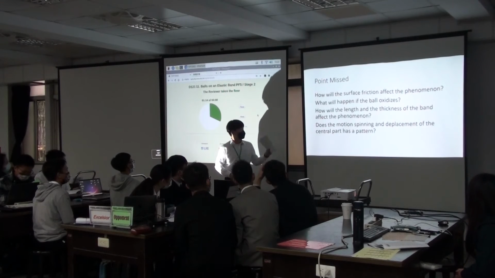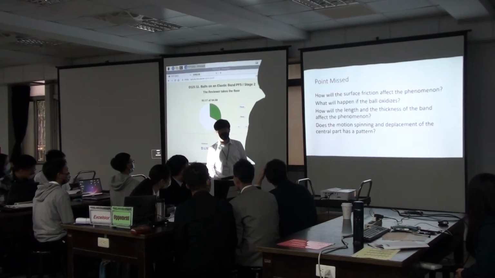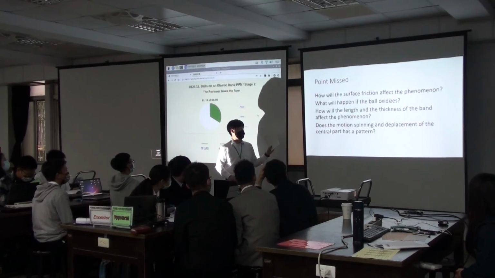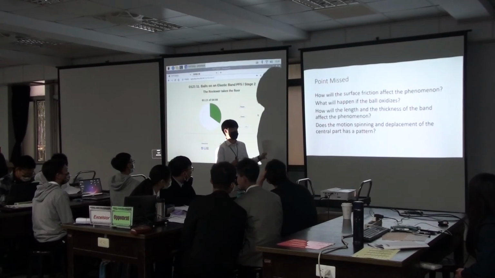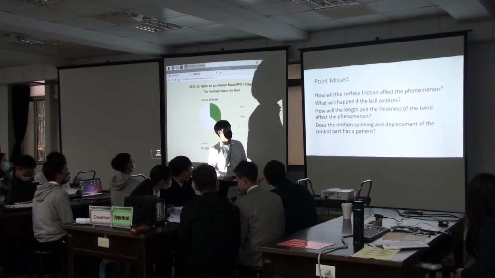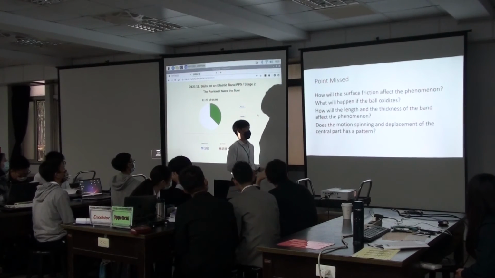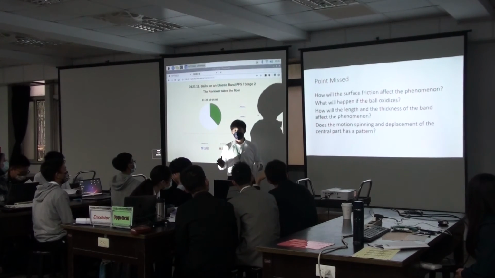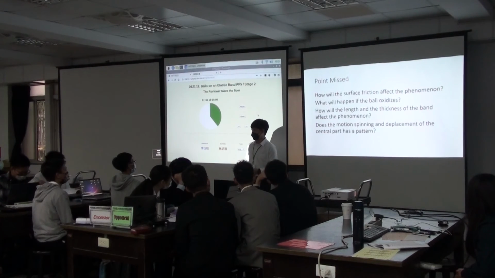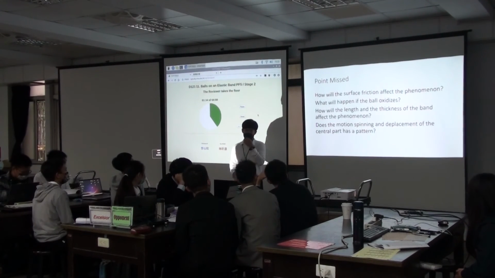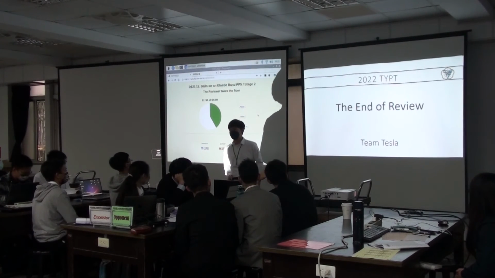Here are the points I believe were missed. How would surface friction affect the phenomenon? What will happen if the ball oxidizes? How will the length and thickness of the band affect the phenomenon? And does the spinning motion and the placement of the central part follow a pattern? I agree there was good discussion with both the reporter and the opponent, and I would thank both of them. This is the end of our review. Thank you.